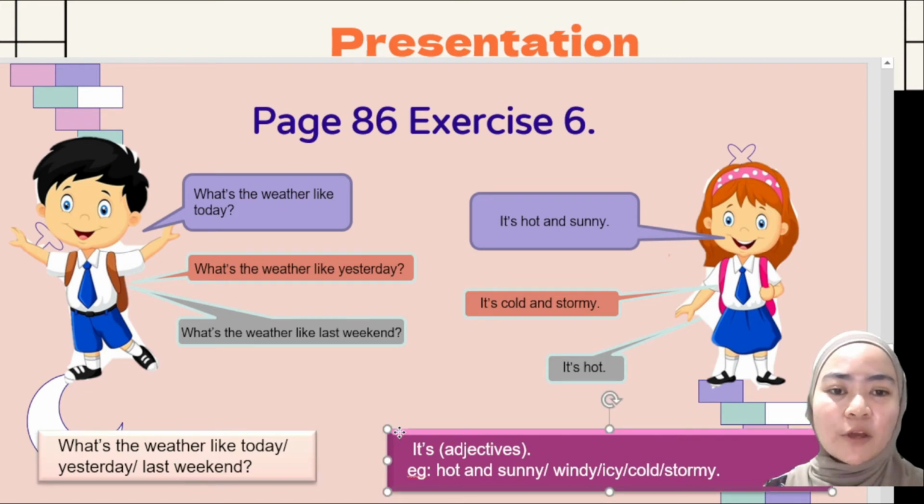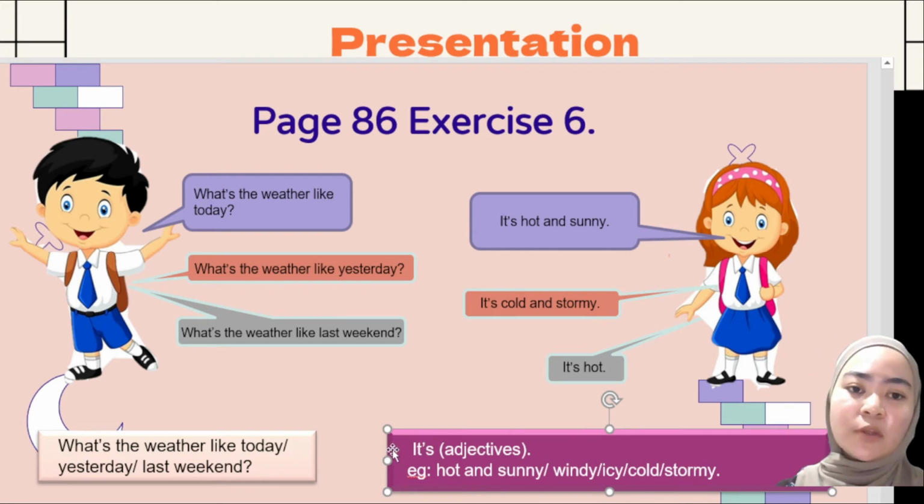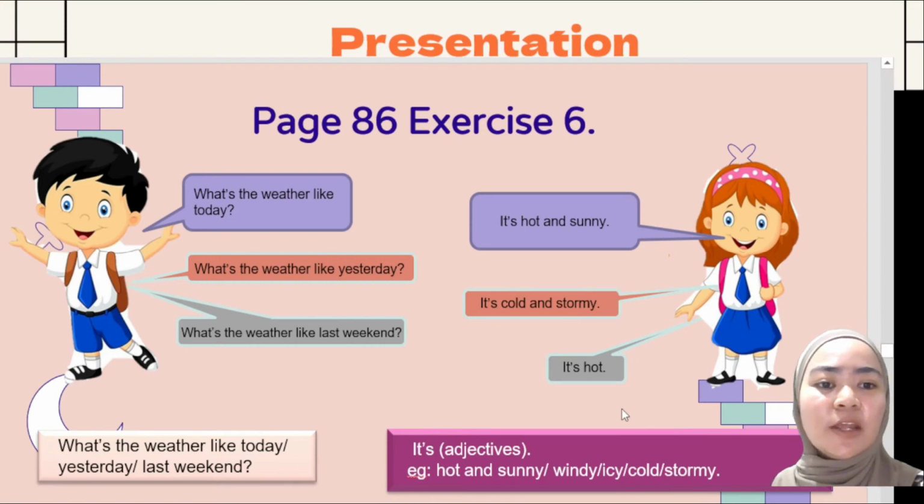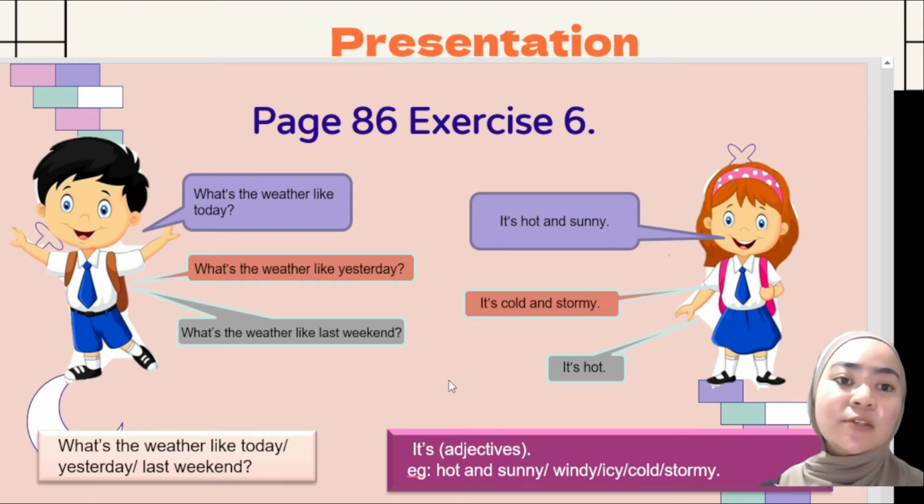And then your answer will be using this sentence pattern, okay? You have to answer it's blah blah blah, okay? Whether it's hot or sunny, windy, icy, but icy is impossible for our country, it's cold or stormy, okay? You have to answer based on our current weather in Malaysia, alright? For example, if today is cold and the question asks what's the weather like today, you have to answer it's cold, for example, okay? So that is the example of sentences that you have to produce later, okay?